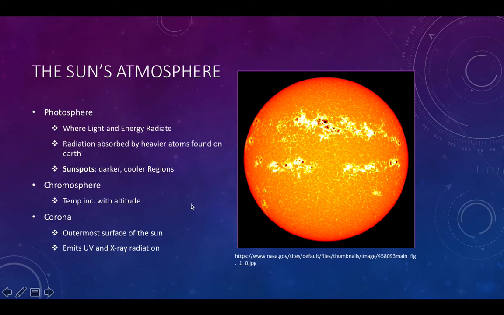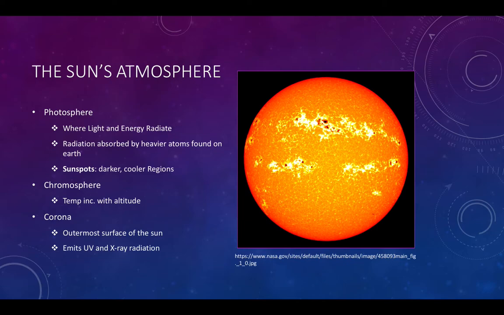Right above the photosphere is a chromosphere, and right above the chromosphere is a corona. The chromosphere is kind of odd because here the temperature increases with altitude. With the sun, the core is the hottest part, and then the corona is the coolest. But the chromosphere is kind of weird because here the temperature actually increases with altitude. And then right above that is the corona, which is the outermost surface of the sun, and it goes out into interplanetary space. Here it emits UV and X-ray radiation, which, by the way, does reach Earth.